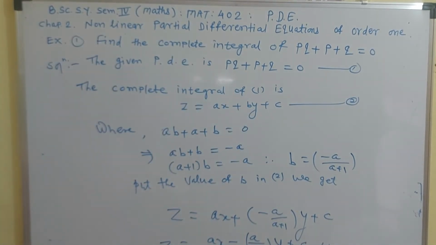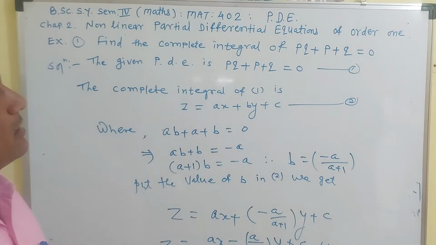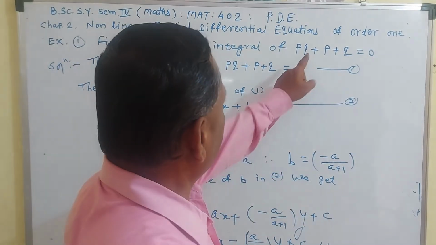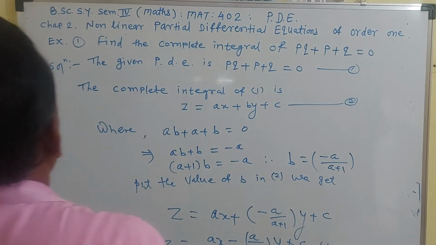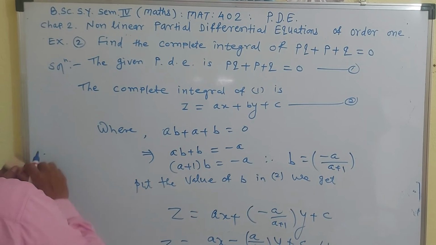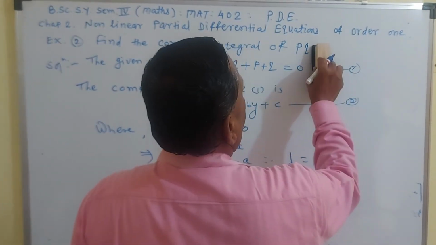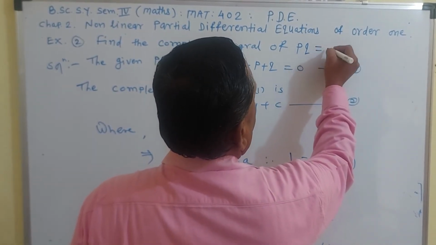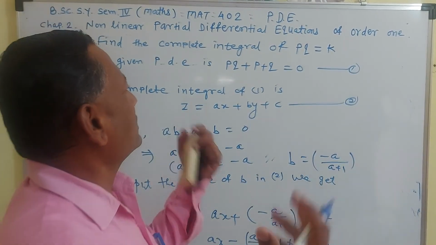So in this way you obtain the complete integral of the given partial differential equation of the type f of pq is equal to 0, that is, an equation in which x, y, z are absent. Similarly, we see one more example. Example 2. Find the complete integral of pq is equal to any constant k, or m, or any. Suppose pq is equal to k. Instead of k, you can take m constant, n constant, any.